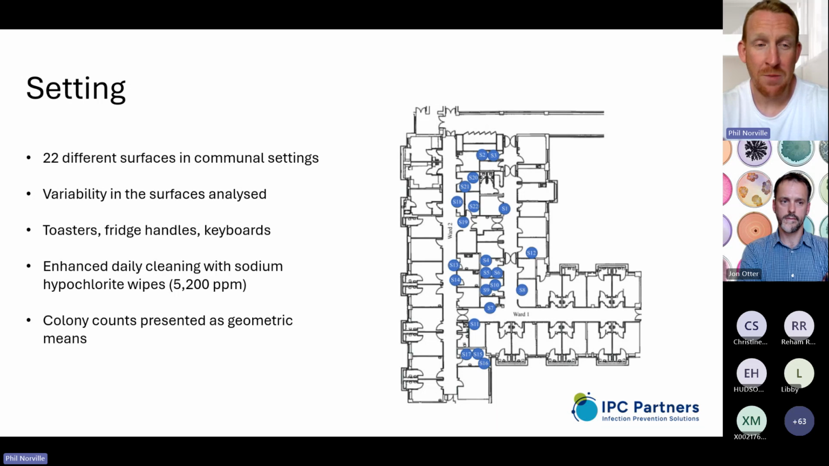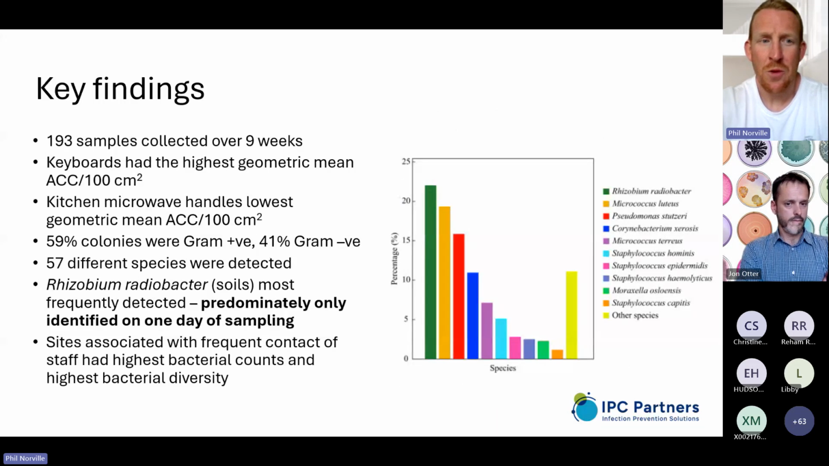And they displayed their results as geometric means. So these are the key findings. The chart on the right is a real nice one because it just shows the diversity of the different microorganisms that were recovered, some of which I had to go on Google because I'd never heard of them before.